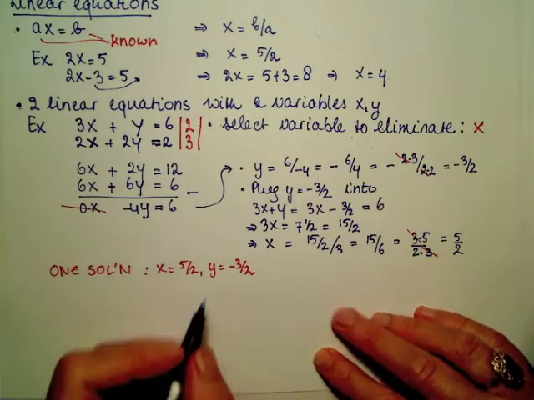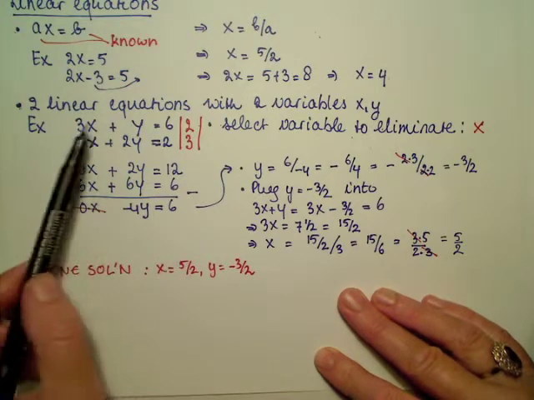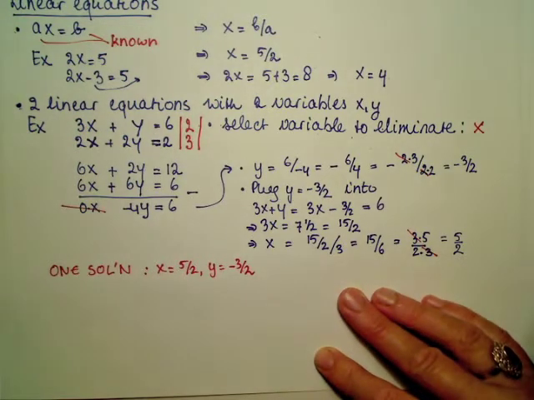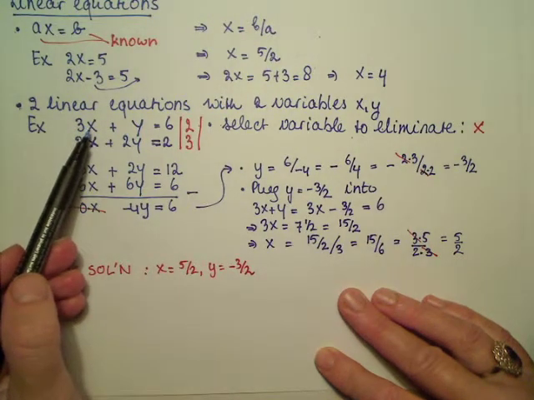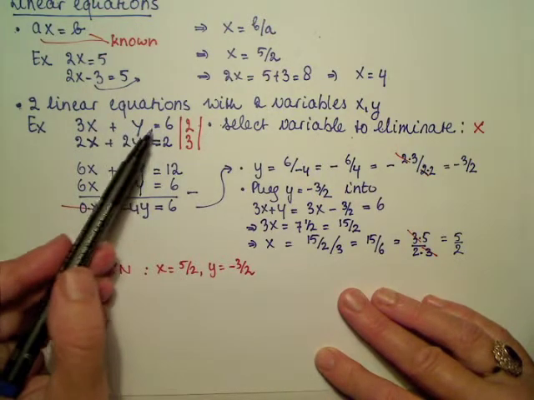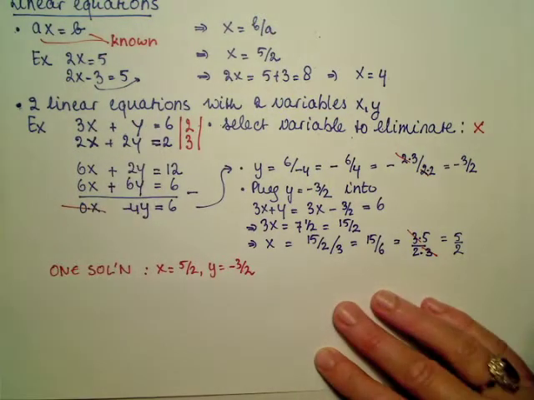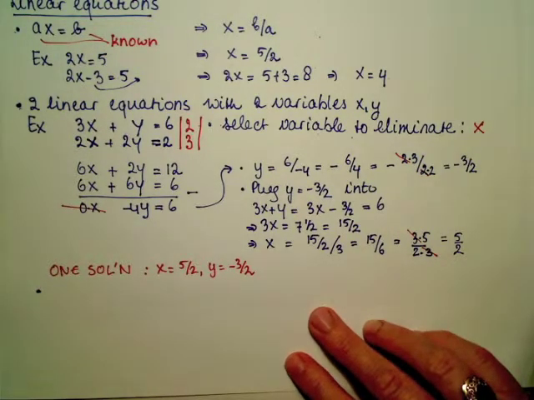And of course we can check whether this is the correct solution by inserting it into the two equations that we had. So we get 3 times 5 over 2, which is 15 over 2, plus minus 3 over 2, which is 12 over 2, which is equal to 6, which is indeed the correct answer. And the same we can do for the second equation.